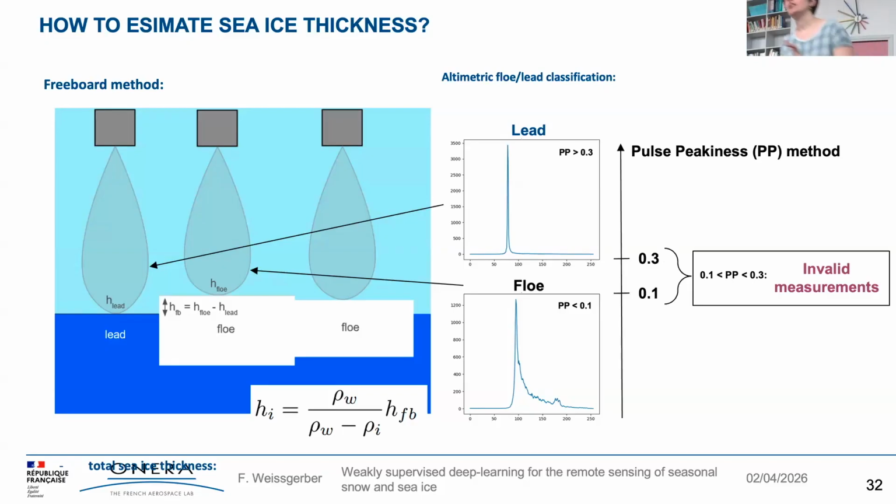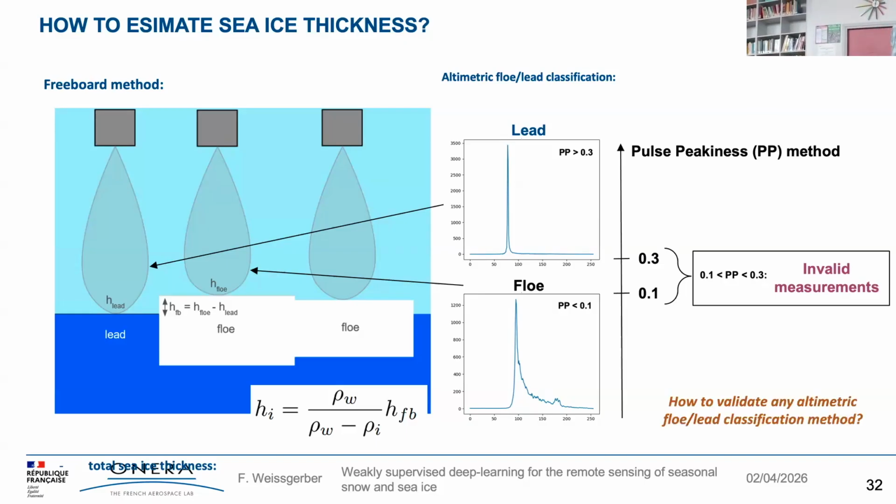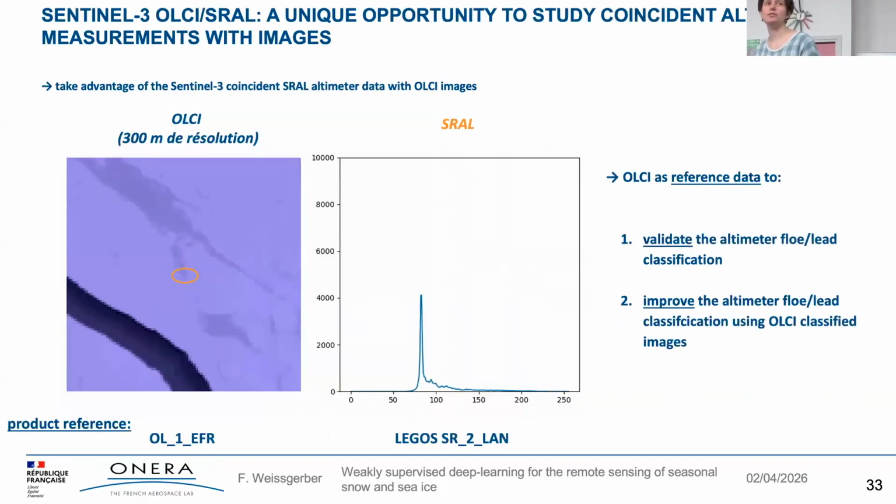And basically they have a threshold on the pulse peakiness, which is just the ratio between the maximum value and all the energy, so very simple. If it's below 0.1, then it's a floe. If it's above 0.3, it's a lead. And if it's in the middle, we don't know, we don't take it into account to measure the thickness. And so now we need to validate the altimetric floe lead classification method in order to improve that product.